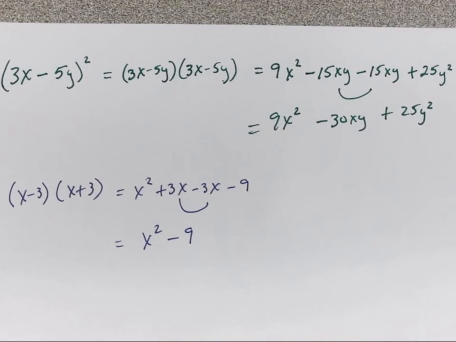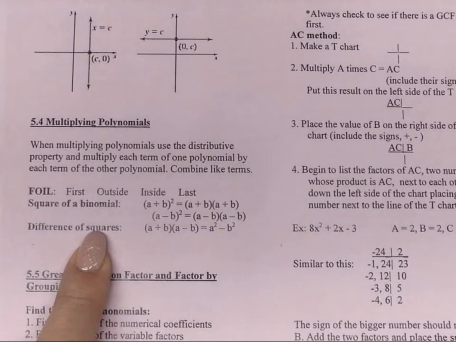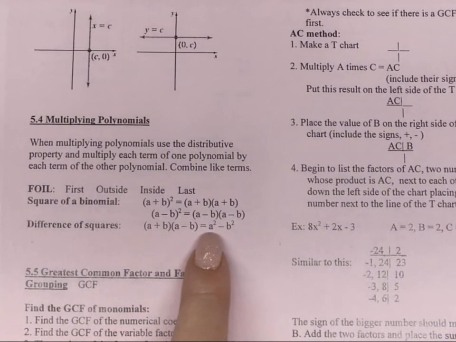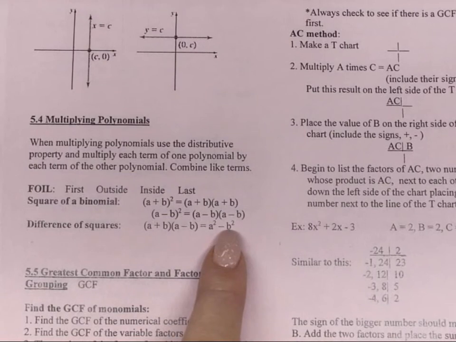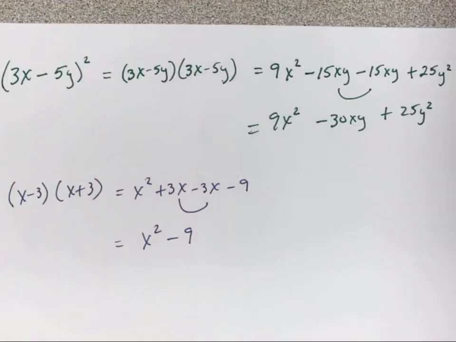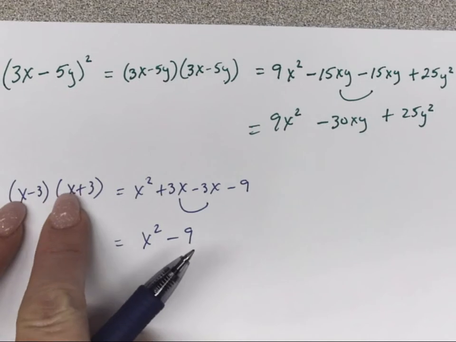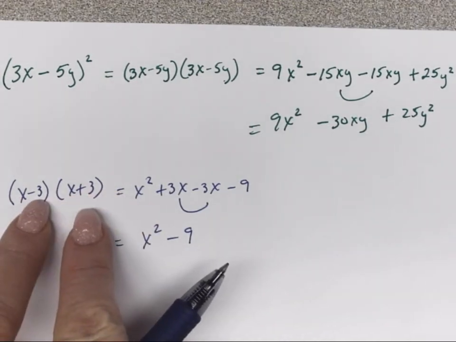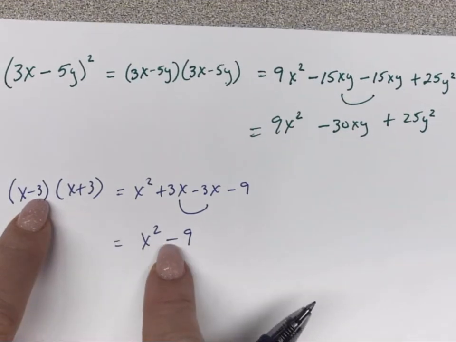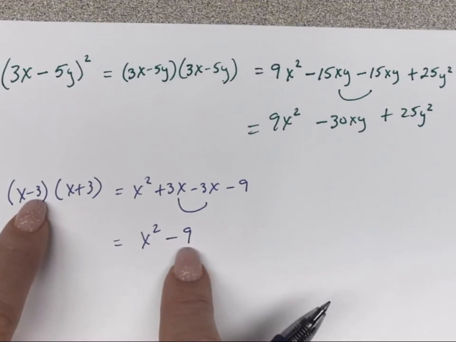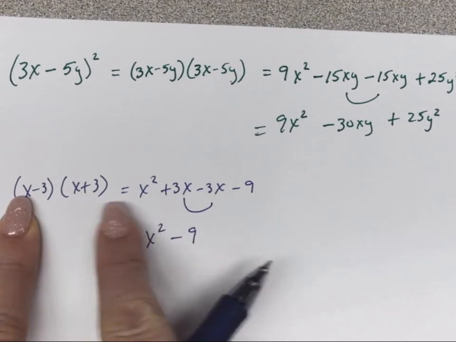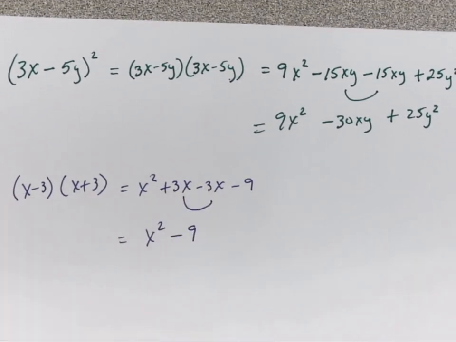So this is the one on the handout that I was talking about. It is the difference of squares. Whenever you have the exact same thing but a positive and negative, you will end up with the a squared minus the b squared. So we ended up with the a squared, which is x squared, and the b squared is 3, so minus 3 squared, which is 9. Because when you have exactly the same thing but a positive and negative, those two middle terms will cancel.